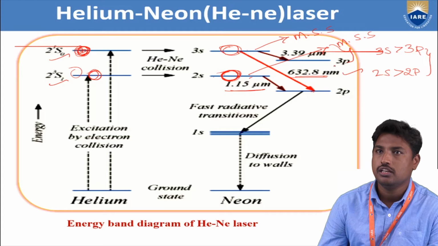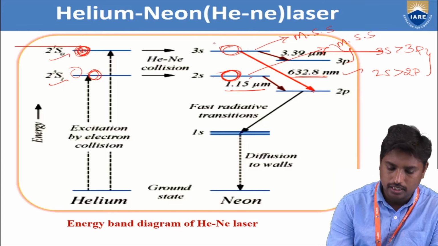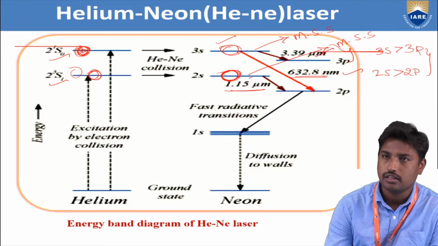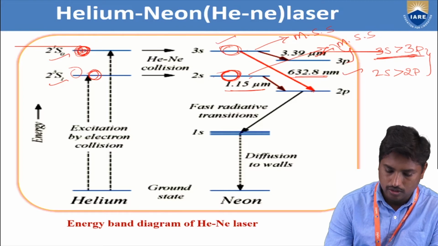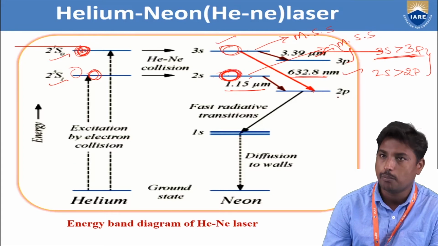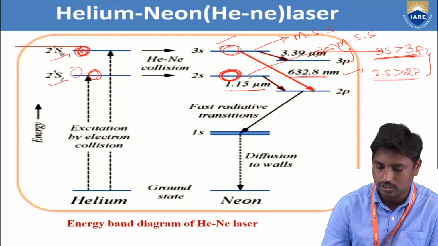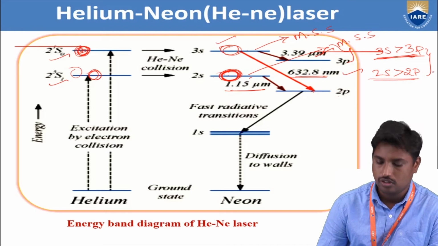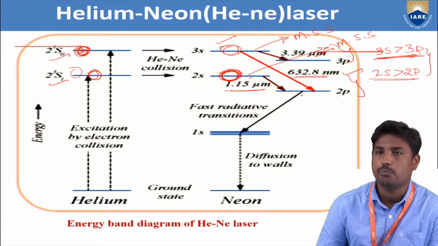What is population inversion? When the number of atoms in the excited state is greater than in the lower energy state, it is called population inversion. The 3s level has more atoms compared to 3p, so we achieve population inversion between 3s and 3p. At the same time, the 2s atoms are greater than the 2p atoms, so we achieve population inversion between 2s and 2p as well. So we achieve population inversion here, 3s to 3p and 2s to 2p.